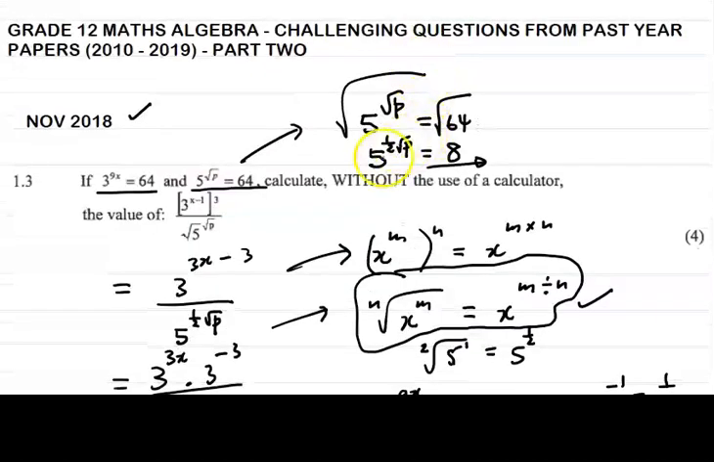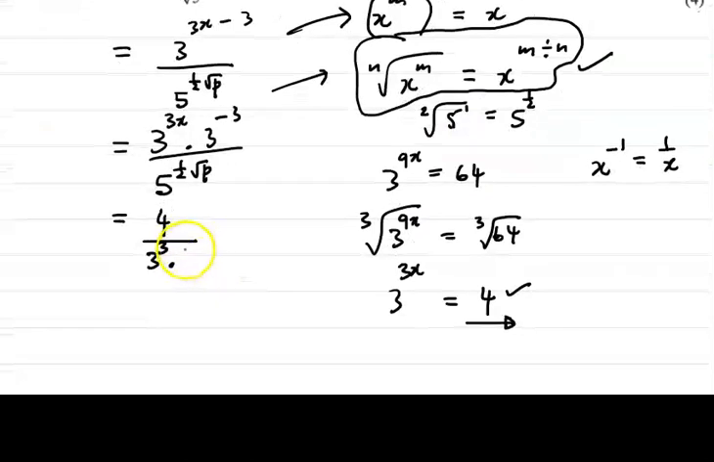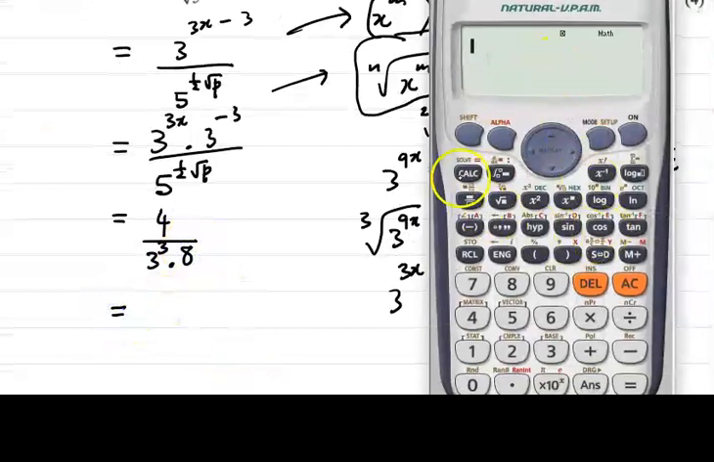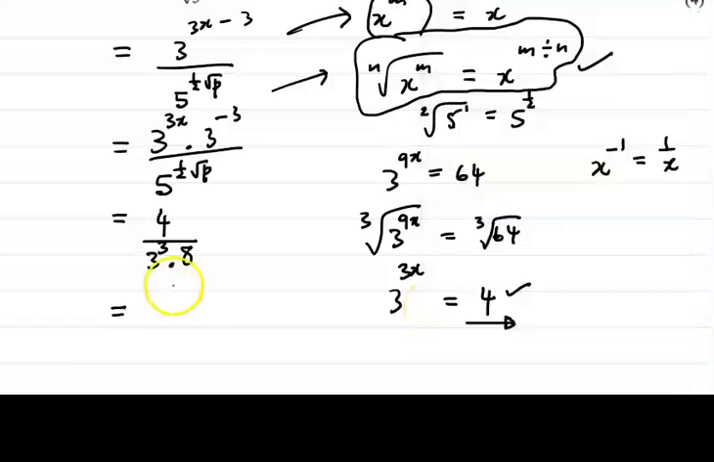We work that one out here. 5 to the half times root p is equal to 8. So let's substitute 8 here. We can just put that in our calculator: 4 all over 3 cubed times 8. That's equal to 1 over 54. And that's our solution, 1 over 54.